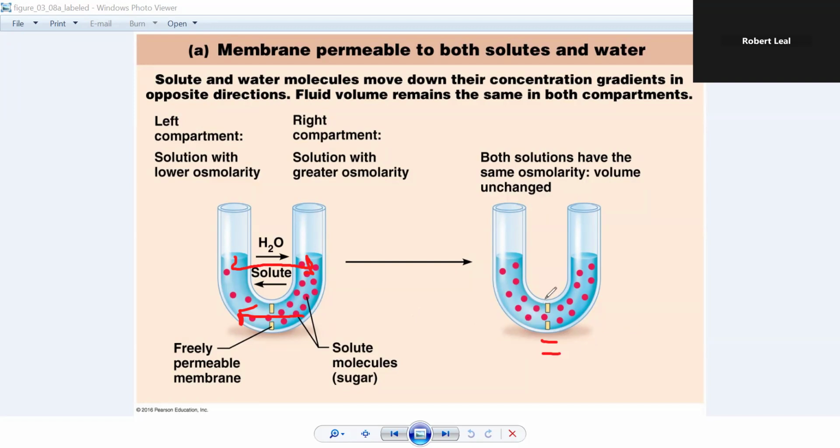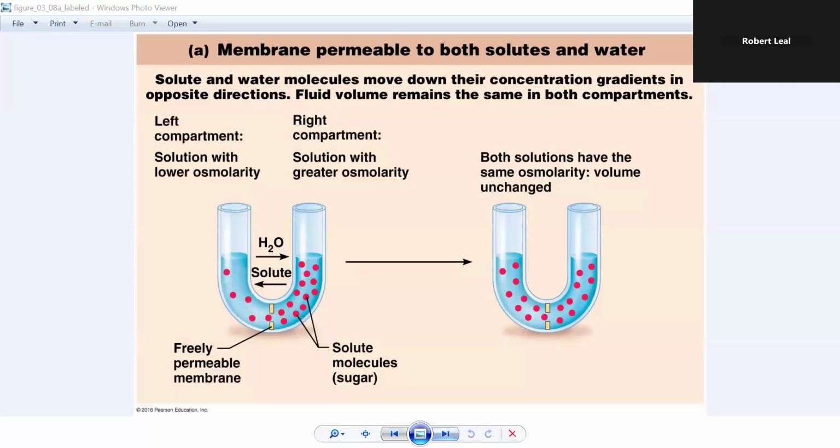Now, notice there is a membrane here between the two sides of this container, and that membrane is large enough to allow both the water and the solutes to move until everything is equal. So what we're looking here is if the solute moves from high to low concentration, that was simple diffusion. And then for the water to move from high to low, that's referred to as osmosis.